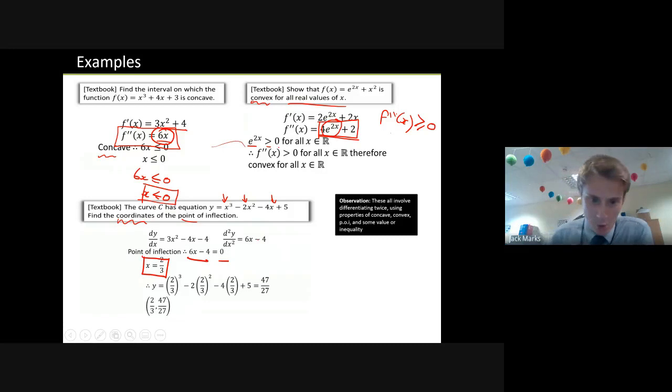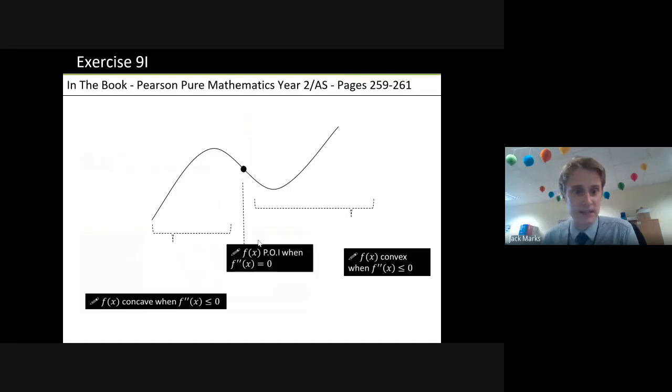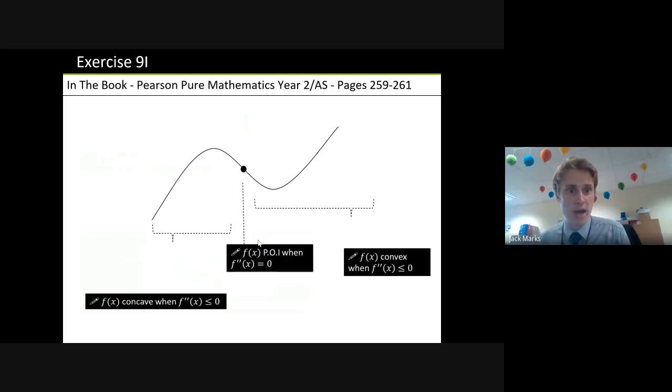So that's quite a range of different examples. It's all about understanding the condition. So concave, convex, point of inflection, second derivative. Maybe even draw the cave, and you can use that to work it out if you forget. It's about using that and some techniques that we've seen a little bit earlier. That will take you through 9i, I think it is in the book.